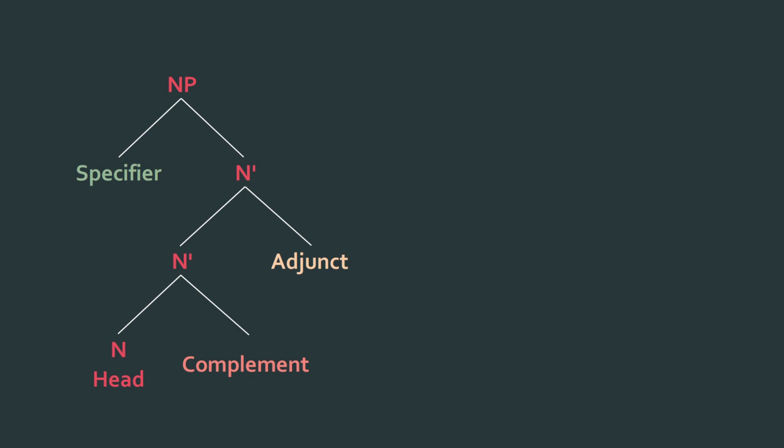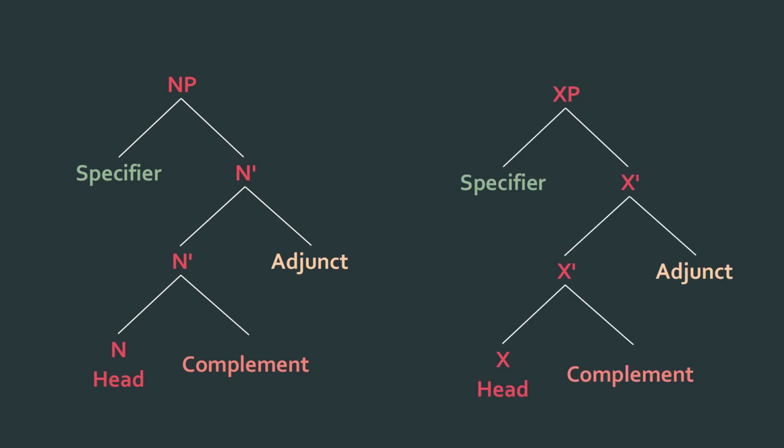Since all types of phrases share the same common denominator, which is the structure you see now, we will replace N by X. X here is a variable that stands for the actual lexical category, which can be a V for a verb phrase or a P for a preposition phrase, and so on.